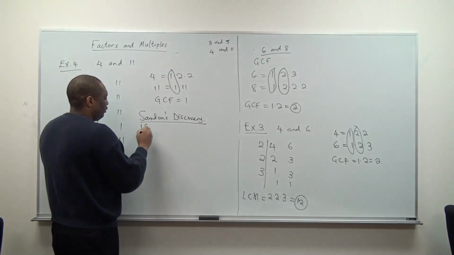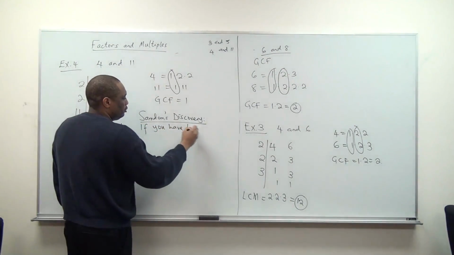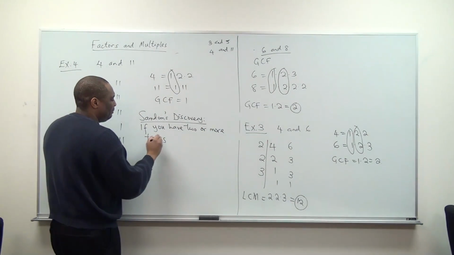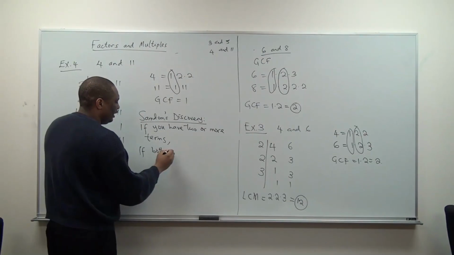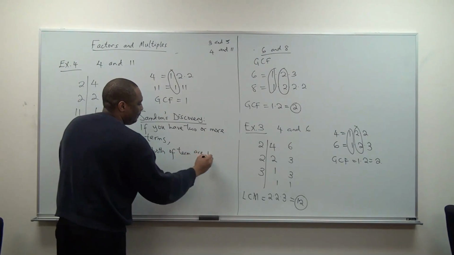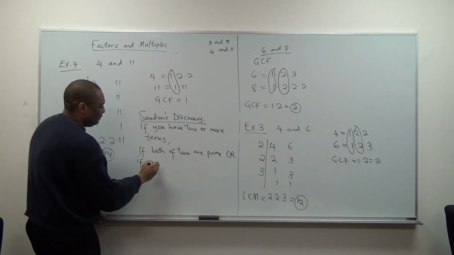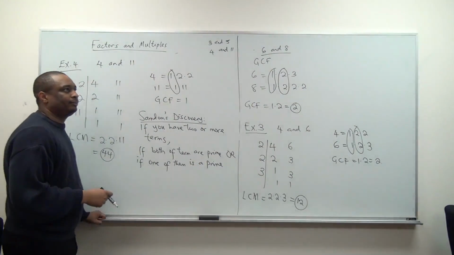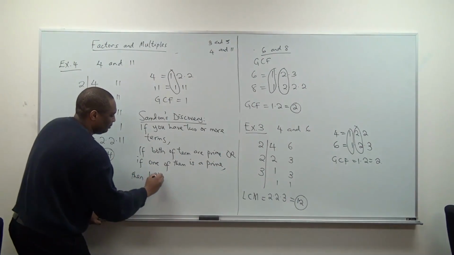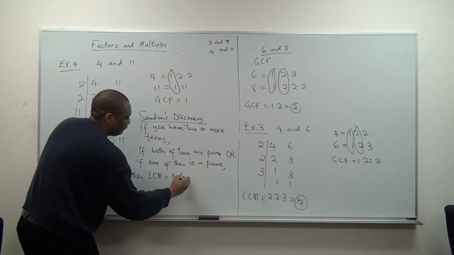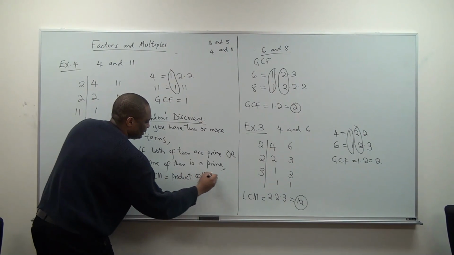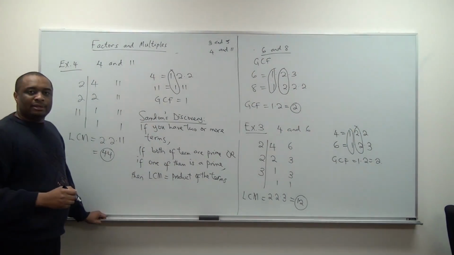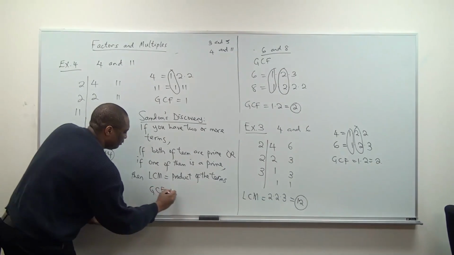So if you have 2 or more terms, and by terms I mean the same as numbers, if both of them are prime, or if one of them is a prime number, then the LCM will be the product of the terms, or the numbers. And then the GCF will always be 1.